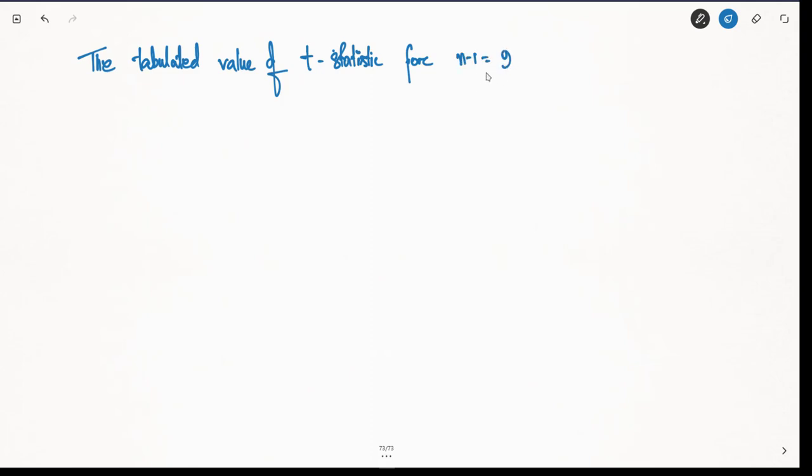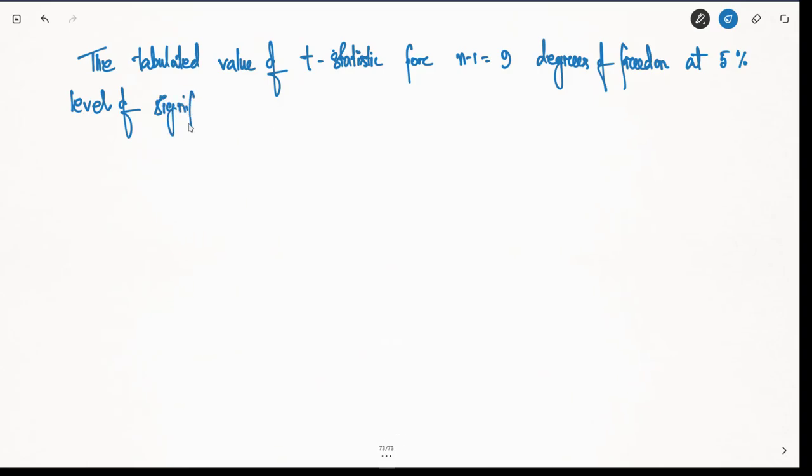So I will write down the conclusion. The tabulated value of t statistic for n minus 1 equal to 9, here n is 10, so 9 degrees of freedom at 5% level of significance is, so we need to find out the tabulated value, and we will go back to here.